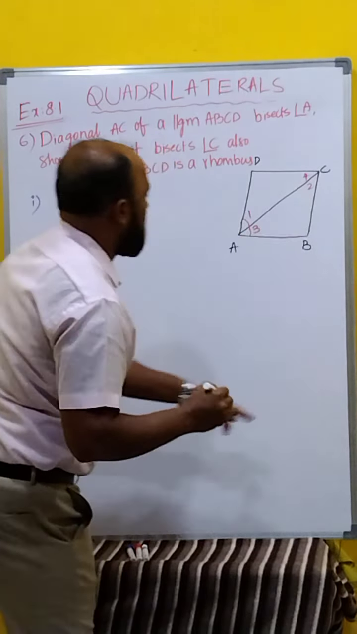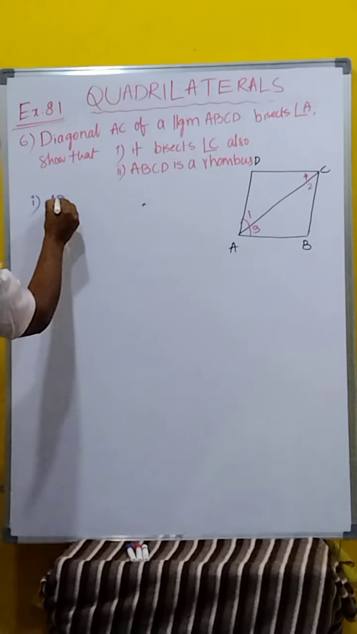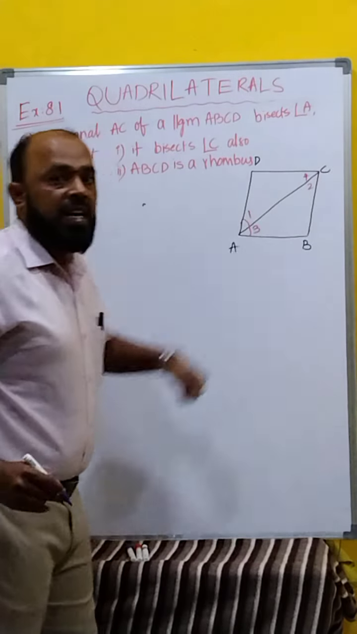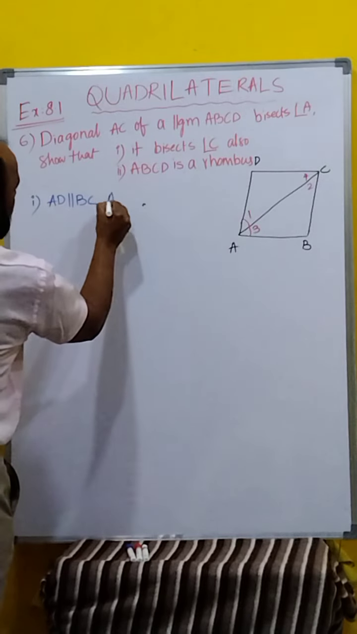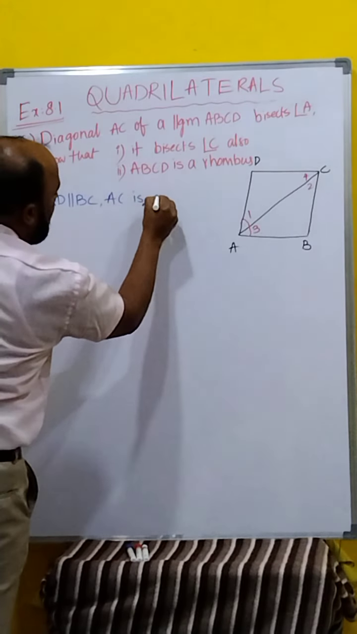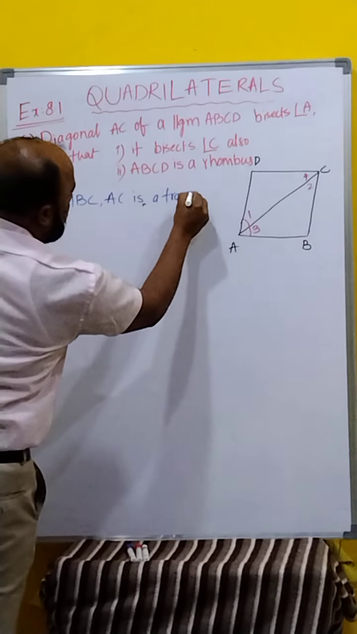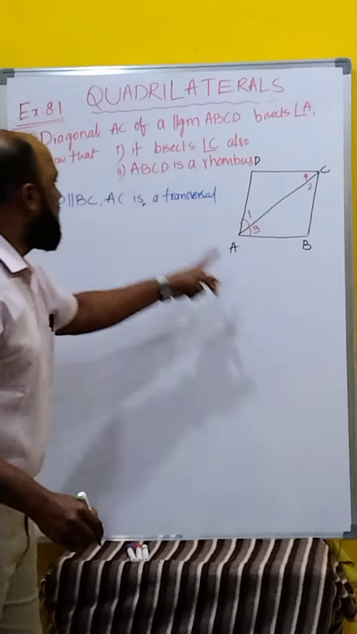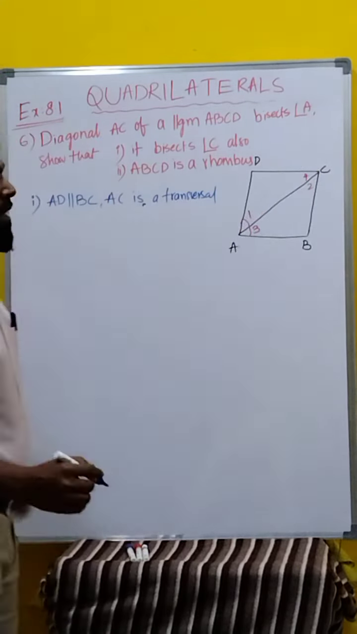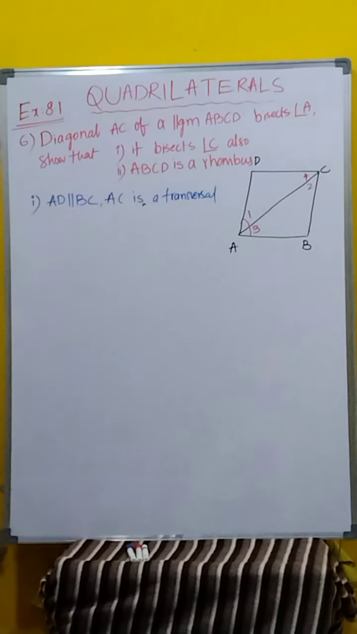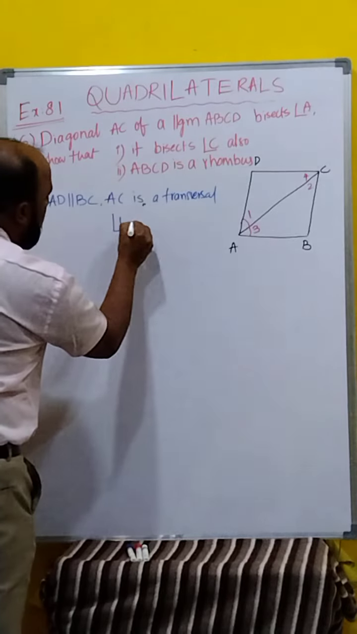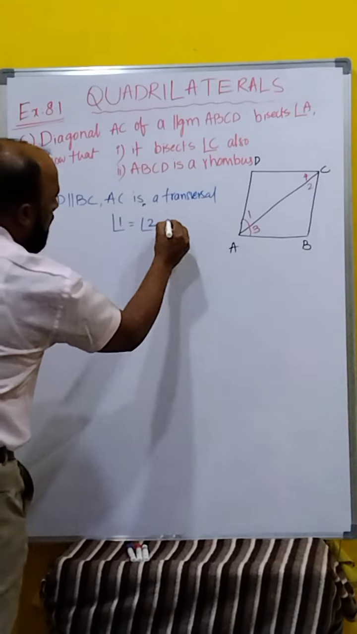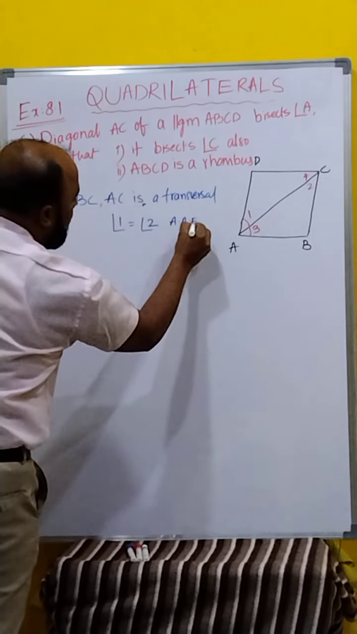AD is parallel to BC, using that we know it is a parallelogram. And then AC is a transversal. Clear children? It is a parallelogram, AD parallel to BC, then AC is a transversal. Then alternate angles are equal. Angle 1 is equal to angle 2, because alternate angles are equal.